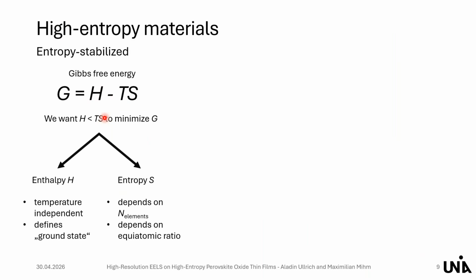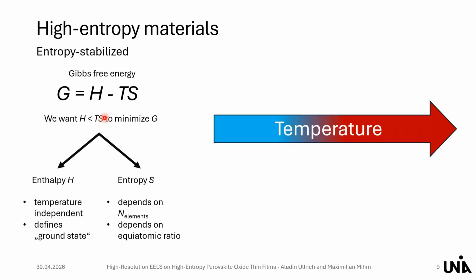And what can now be done if a material maybe has multiple phases at lower temperatures? That means that the enthalpy term dominates our entropy term. And if we increase the synthesis temperature, we can get to a single phase material, because then our entropy term dominates our enthalpy term.